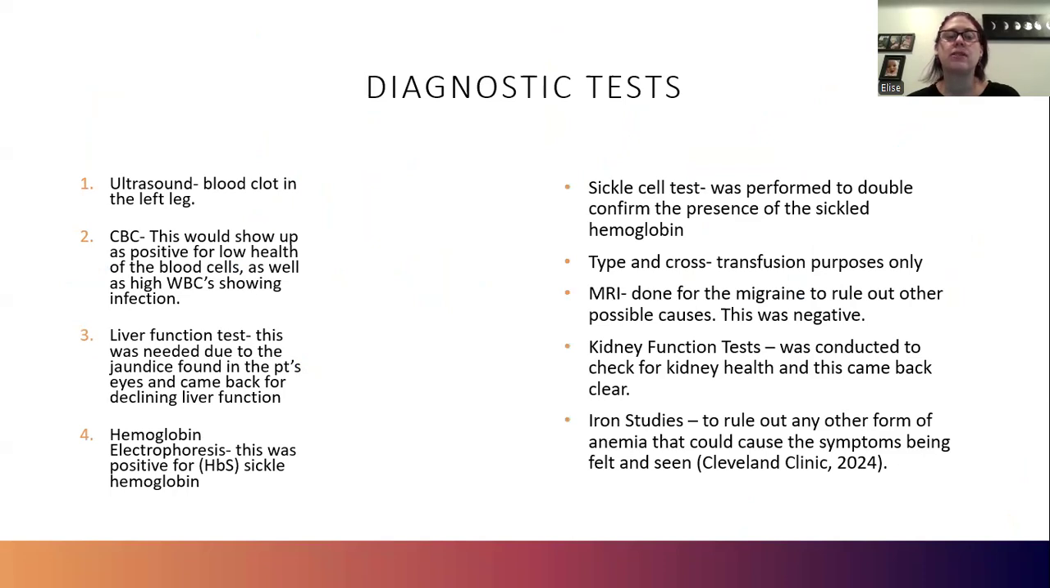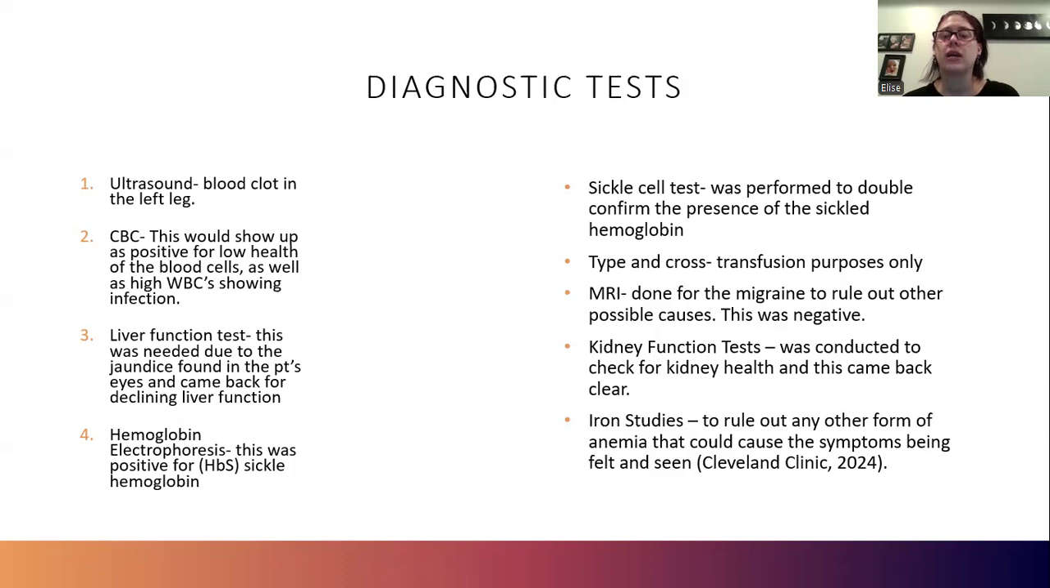CBC, this would show up as positive for low levels of healthy blood cells, as well as high WBCs showing infection. Liver function test, this was needed due to jaundice found in the patient's eyes, and it came back showing declining liver function. Hemoglobin electrophoresis, this was positive for HbS, sickle hemoglobin.